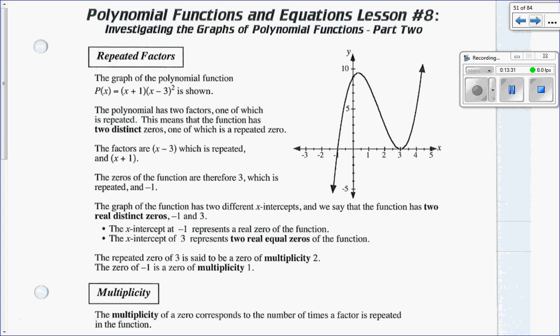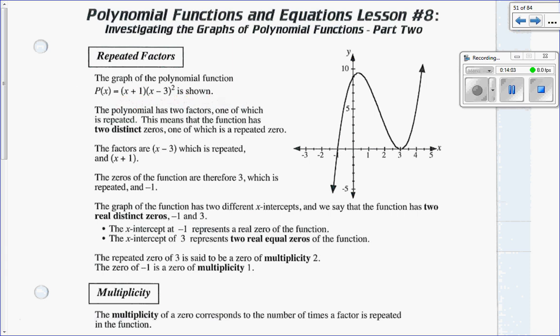Okay? Now, that makes sense because if I multiply these factors out, I really have x plus 1, and then this is really x minus 3 times x minus 3. So I have 3 factors here: x plus 1, and then x minus 3 times x minus 3. One of those factors is repeated, but it still is there twice. And so if I multiply this out, I'm going to end up with x cubed and a whole bunch of other things.